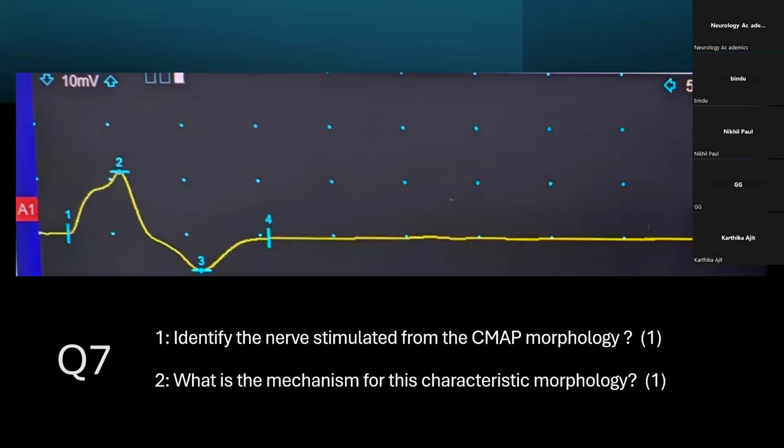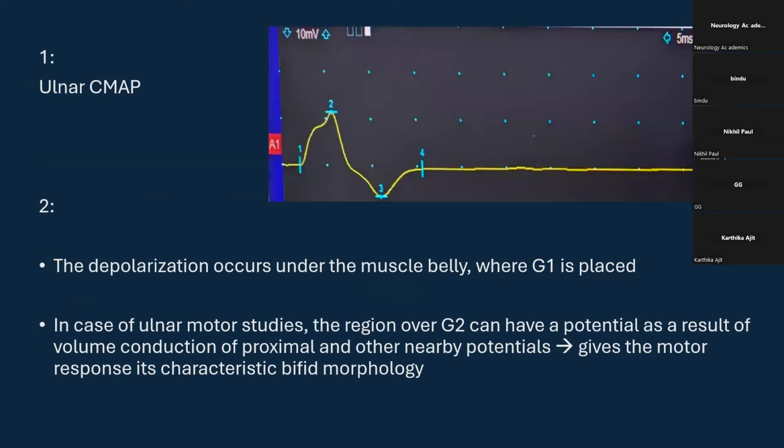Next question was to identify the nerve stimulated from the CMAP morphology and the mechanism of this characteristic morphology. So the clue was, as already mentioned, it was from the wrist, and there is a typical bifid appearance, and this is typical of ulnar CMAP.